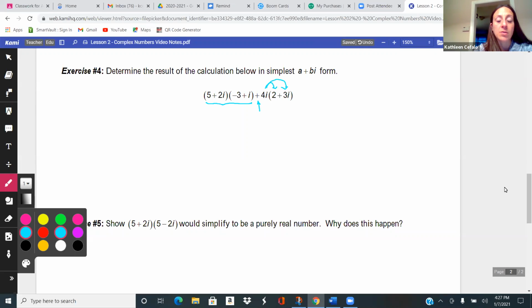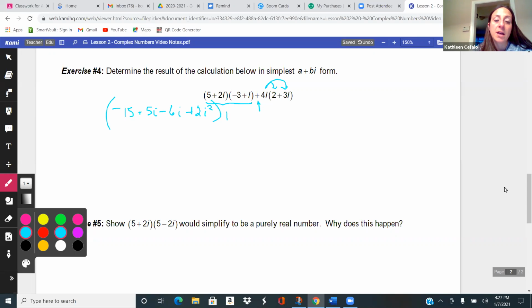Okay, so 5 times -3, we're going to have a -15. Our outside terms, we're going to get a +5i. Our inside terms, I'm going to have a -6i. And then our last terms, 2i times i, I'm going to have a +2i squared. Now what I'm going to do is just put this in parentheses for right now, so that I know that that's my first step.